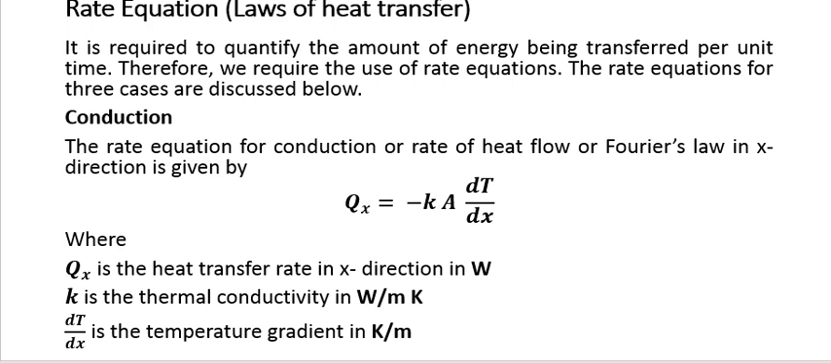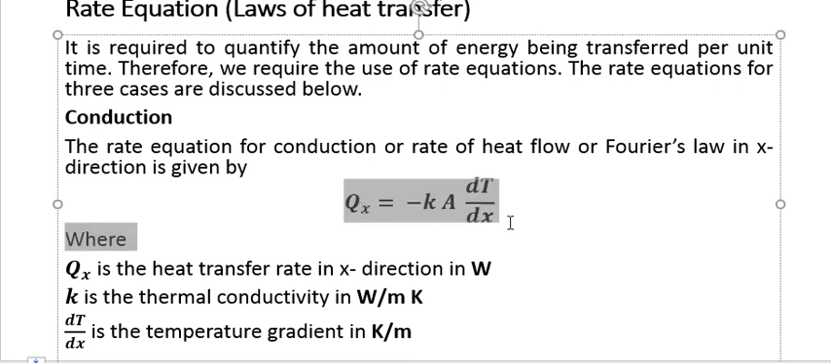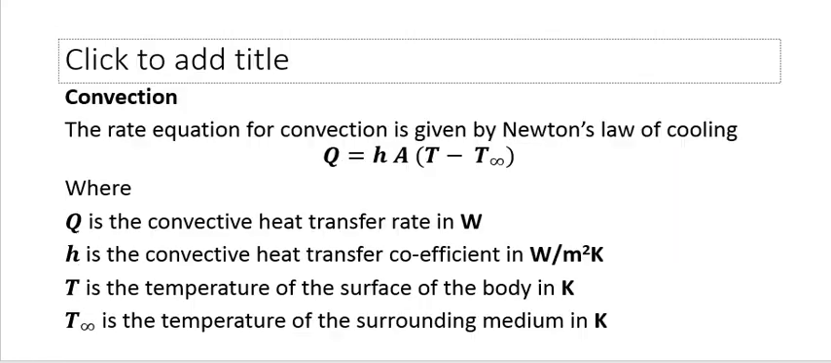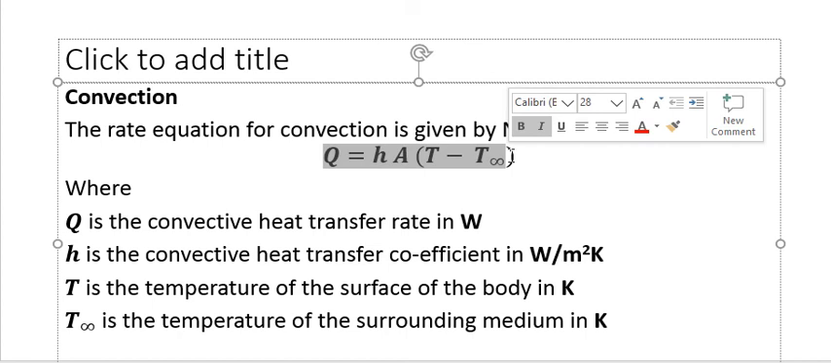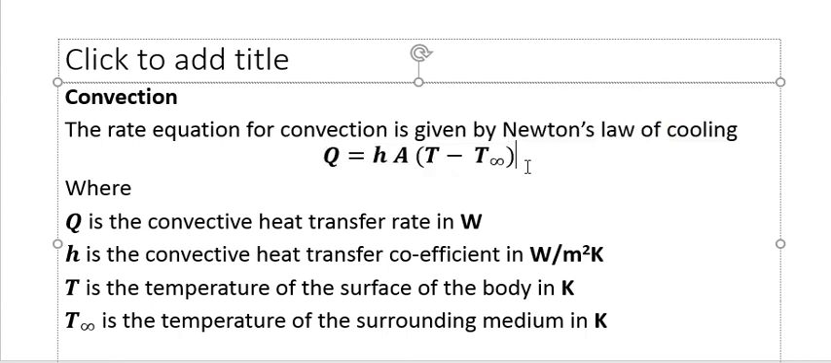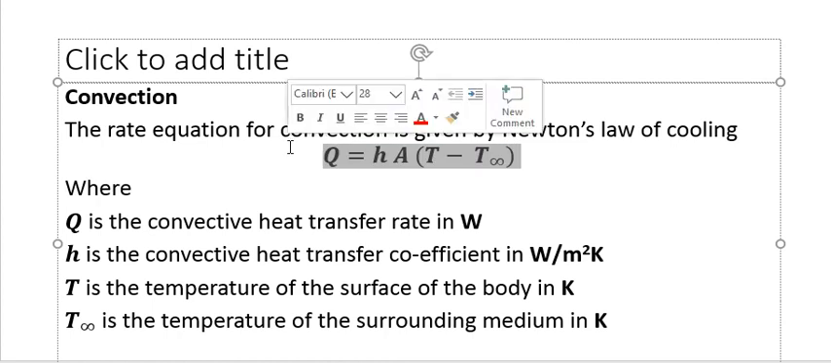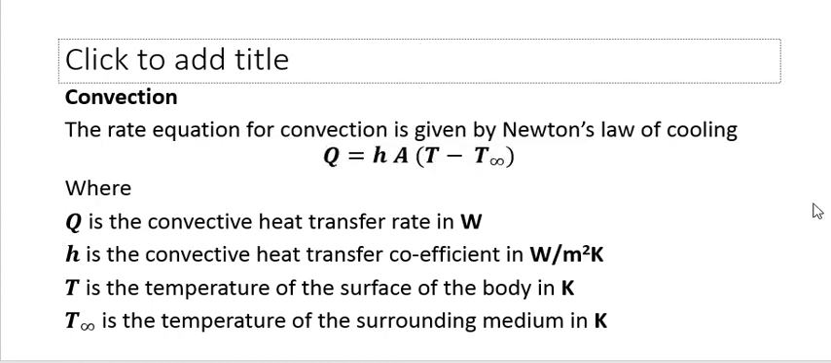dT by dx is the temperature gradient, the change in temperature per change in distance. So according to Fourier law, the rate equation for conduction is Qx is equal to minus k into A into dT by dx. Similarly, the rate equation for convection is given by Q is equal to hA of T minus T infinity.